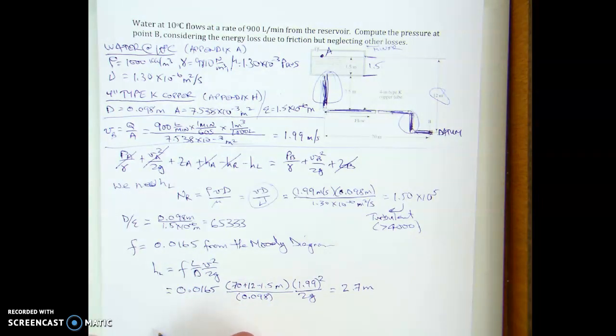So finally then, we can go back to our equation. And we've got ZA is going to be 12 meters minus 2.7 meters is equal to PB over 9810 plus 1.99 squared over 2g, and PB should come out to be 88 times 10 to the 3 pascals.